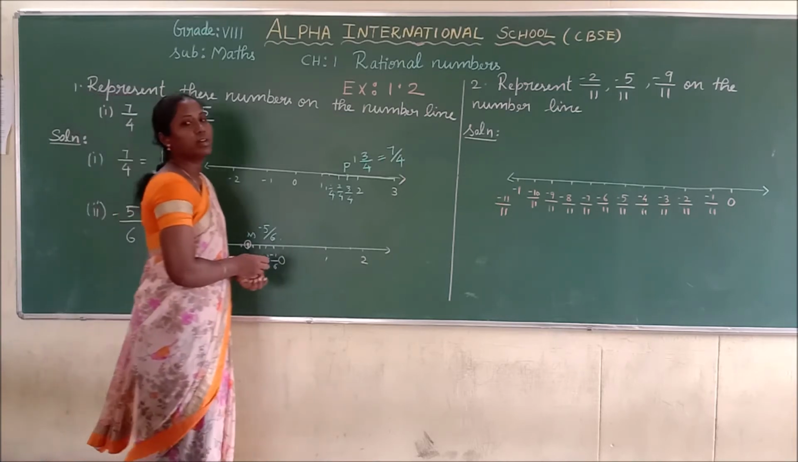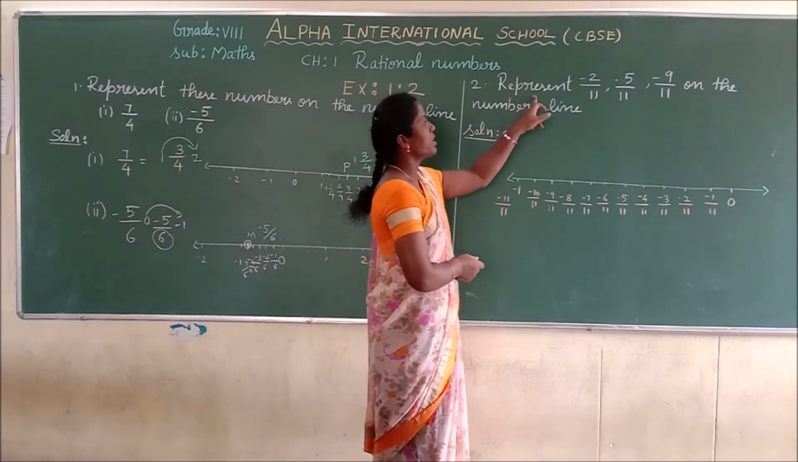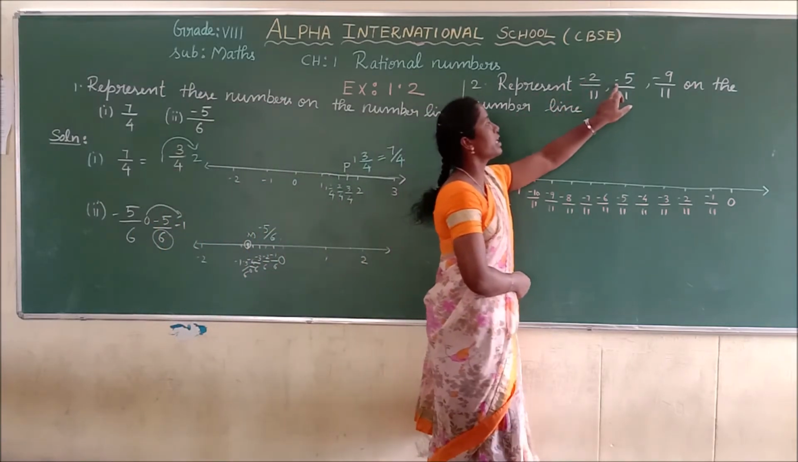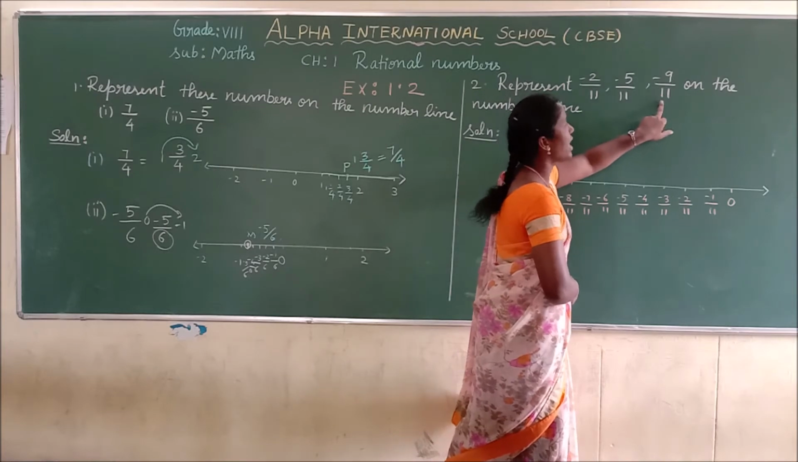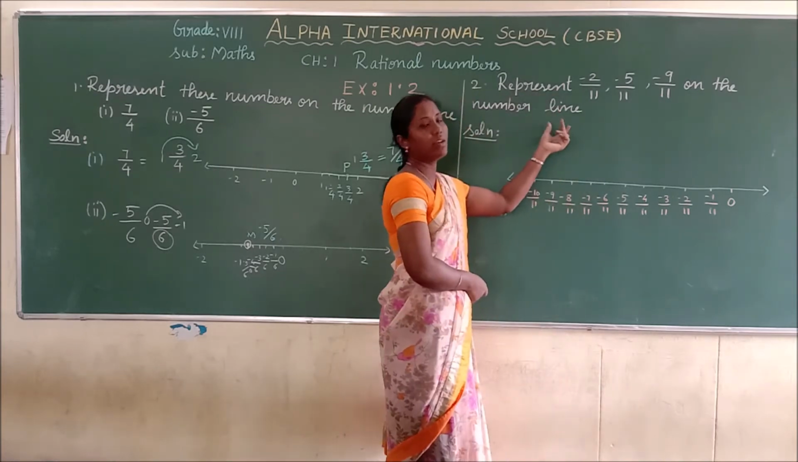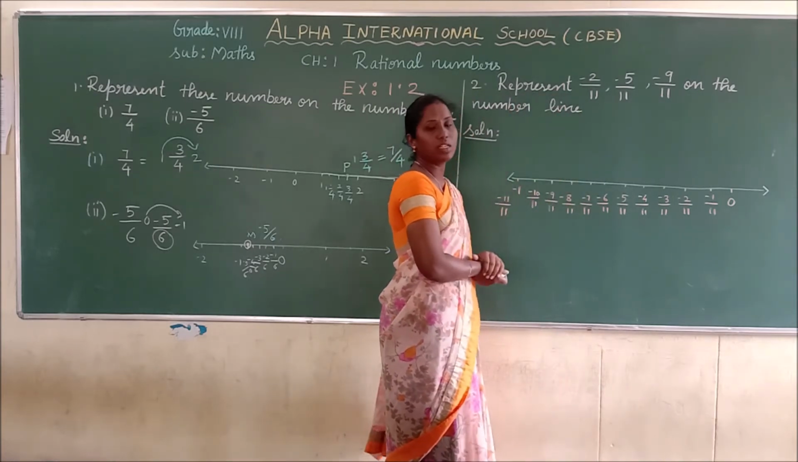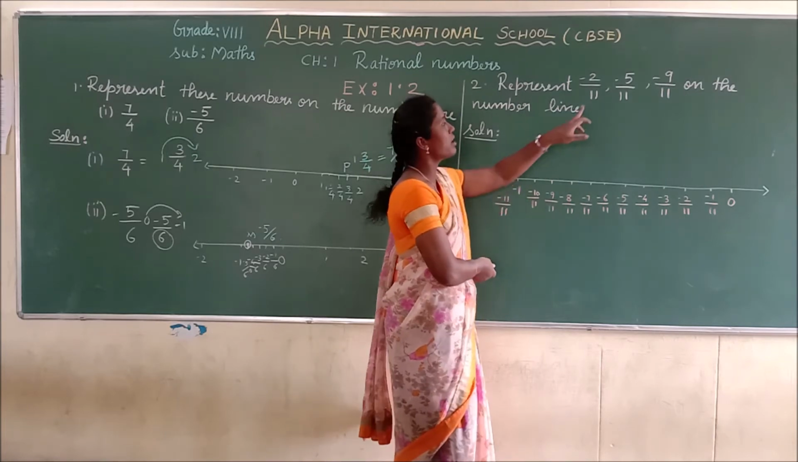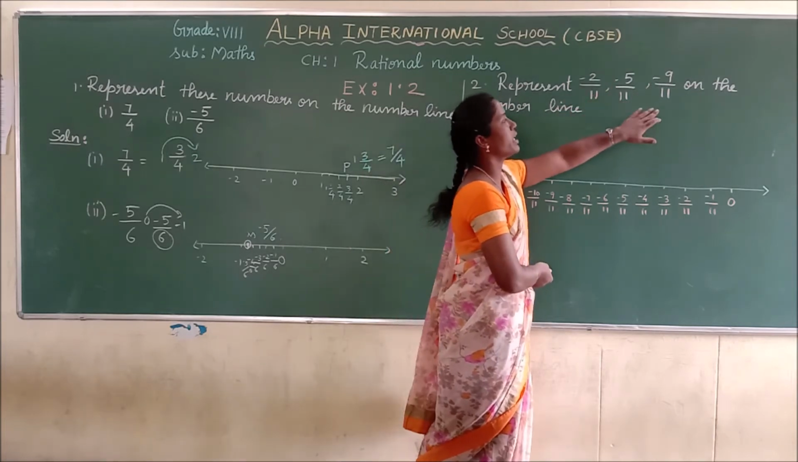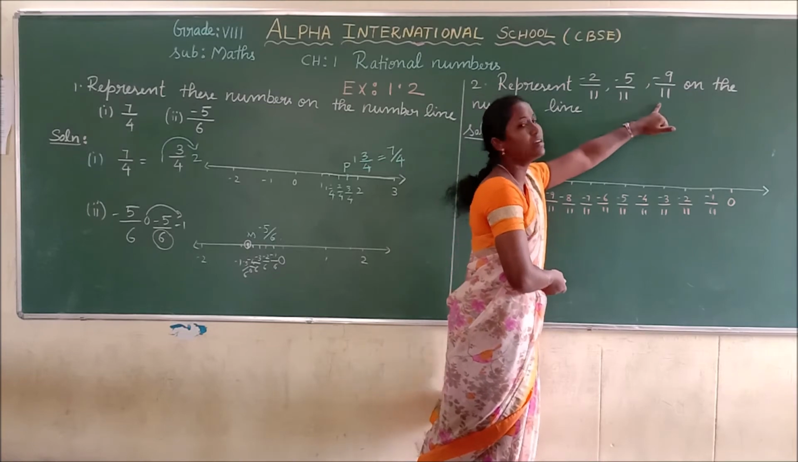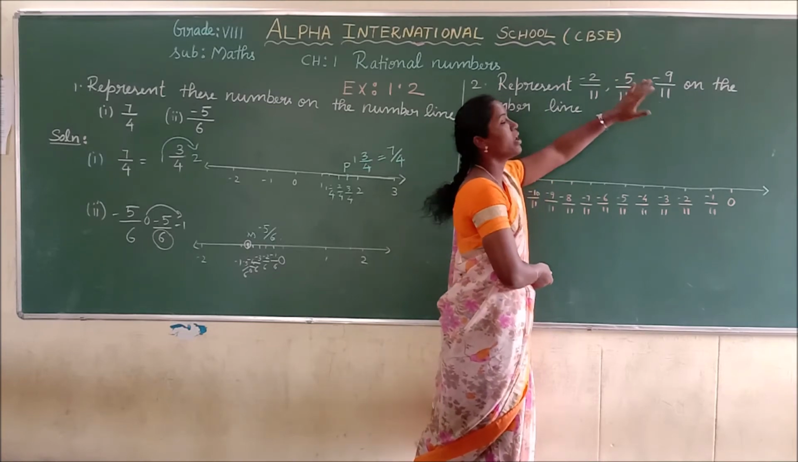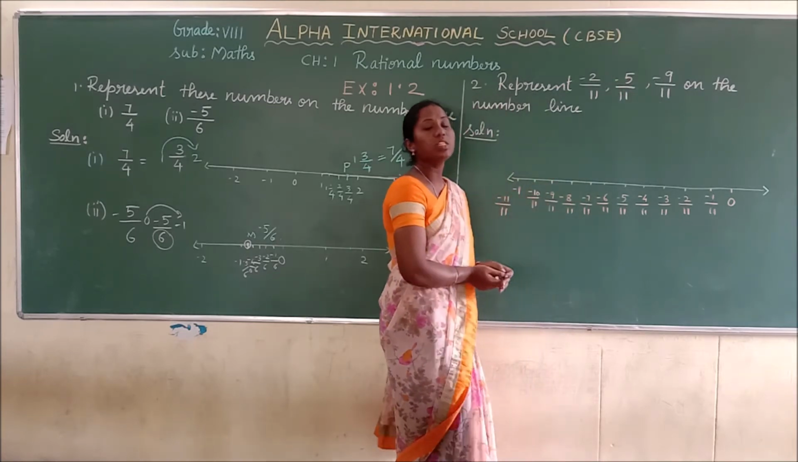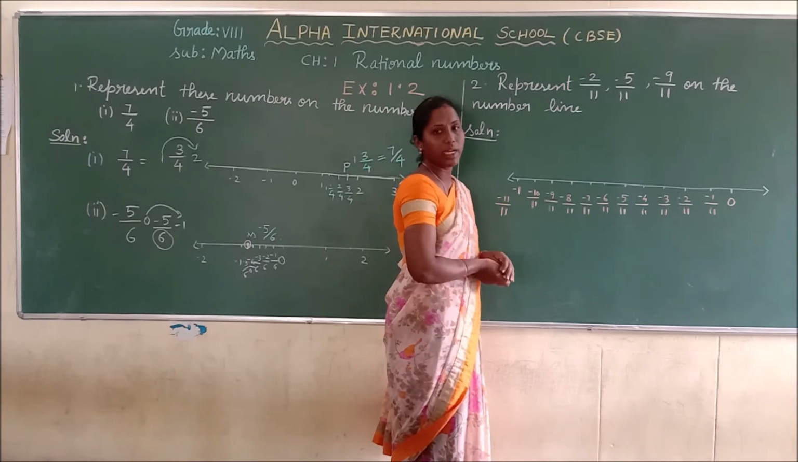Now let us see the second problem. Represent minus 2 by 11, minus 5 by 11, minus 9 by 11 on the number line. We have to represent these numbers on the number line. See here, minus 2 by 11, minus 5 by 11, minus 9 by 11 all have the same denominator and all are proper fractions. So these values lie between 0 and minus 1.